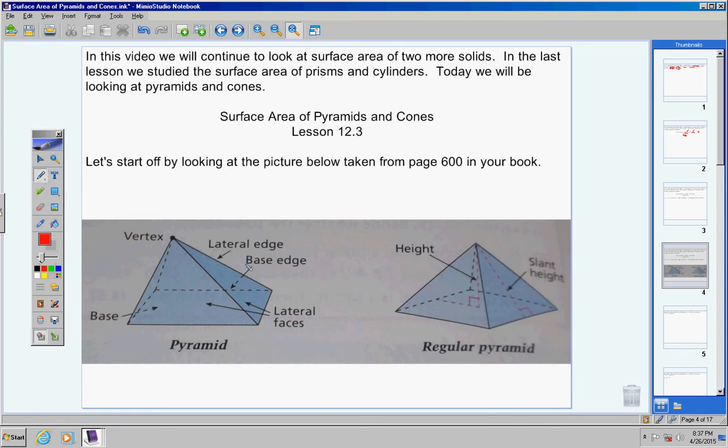I'm not going to use some of these terms like lateral edges and base edge. Those are common sense, because a lateral edge would be an edge that connects two lateral faces. A base edge would be the edge of a base. Of course, the vertex is the very top point of the pyramid. The base is whatever it sits on. You can have a triangular base, a rectangular base, a square base for a pyramid. All of those are possible. So the base is what it's sitting on. Most of these terms are so self-explanatory, but I wanted to look at those.